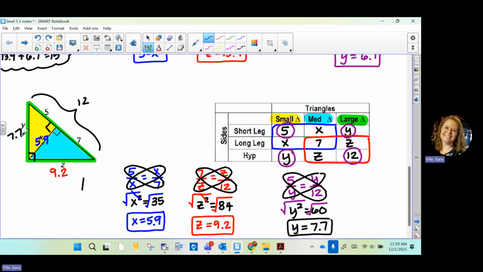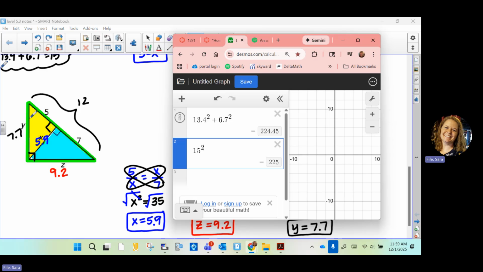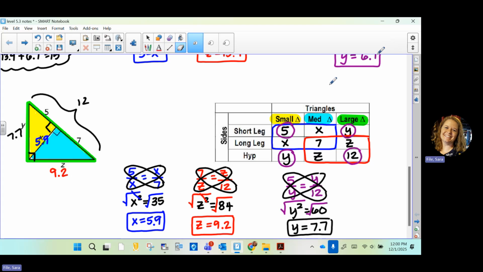Now again, I could come in to Desmos and verify and double check that I've done this correctly by using the Pythagorean theorem. So the legs squared and added together, 7.7 squared plus 9.2 squared, should equal the hypotenuse squared, so 12 squared. So you can see those are pretty darn close. They're not exact because these are rounded numbers, but that does check out. So those are my X, Y, and Z values. Okay, let's stop that video here.